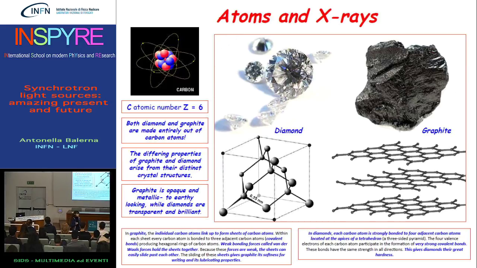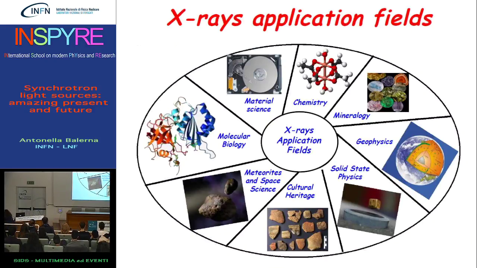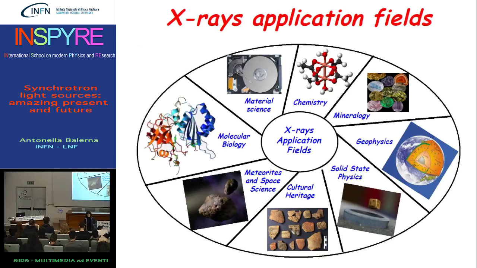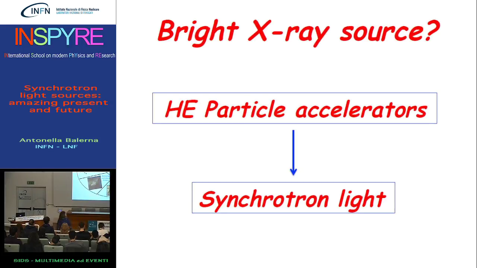So it's very important to know the atomic structure of materials. Clear? Let's go on. With X-rays, you can apply this kind of study to many, many different fields. You can study meteorites, molecular biology, chemistry, geophysics, solid-state physics, cultural heritage. And at the end of my lecture, I will show you some applications in some of these fields. Clearly not done here, but in other institutes, because I made a selection of the best things I found.